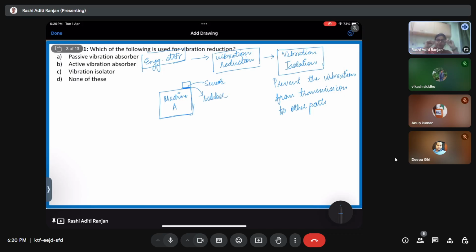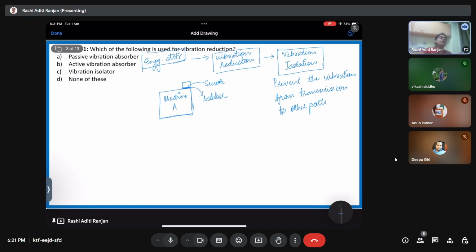I will apply a rubber, and then on the rubber I will mount my sensor. Now what is going to happen? If my machine A is having some kind of vibration, it will not get transmitted to the sensor. So what have I done? I have isolated my machine A from transmission to the sensor. Okay, I hope this is clear.